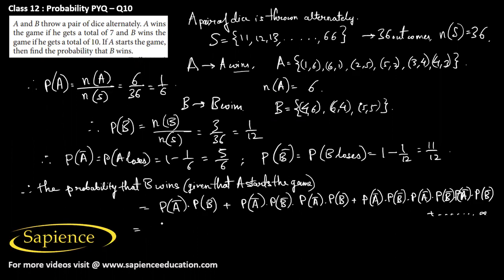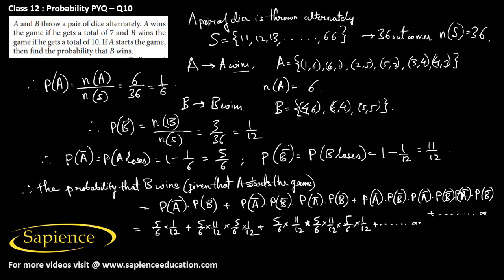So this would be 5 by 6 times 1 by 12, plus this would be 5 by 6 times 11 by 12 times 5 by 6 times 1 by 12. Then plus this would be 5 by 6 into 11 by 12 into 5 by 6 into 11 by 12 into 5 by 6 into 1 by 12, plus and so on. It will go till infinity.